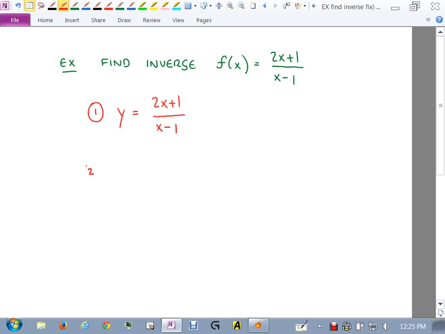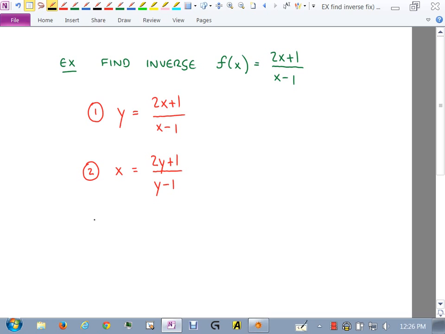Second step is you swap x and y. What that means is everywhere you see a y, you put an x. Everywhere you see an x, you put a y. I believe by walking around most of the tables, everyone was at least there, right? Now, you're trying to get y by itself. The trouble is that y appears both in the numerator and denominator here. You can't cancel y's. You have to get the y out of there and get a y by itself on one side of the equation.